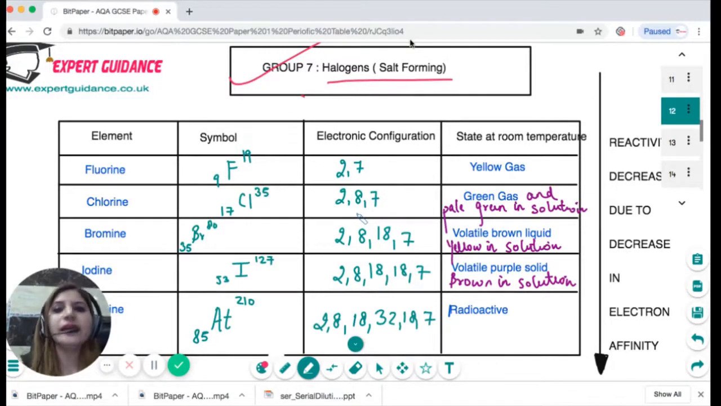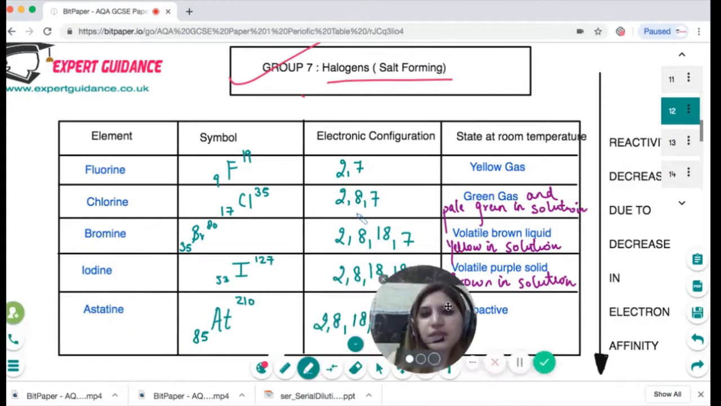Okay, now what is the electronic configuration of halogens? They all have 7 electrons in their outermost shell, and with 7 electrons in the outermost shell, they can easily gain 1 electron to achieve the full outer shell configuration. And when they gain this 1 electron, what will happen? They will form a -1 charge. So these all react by forming -1 ions.